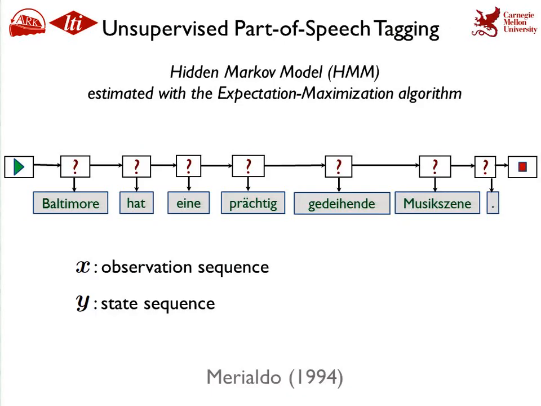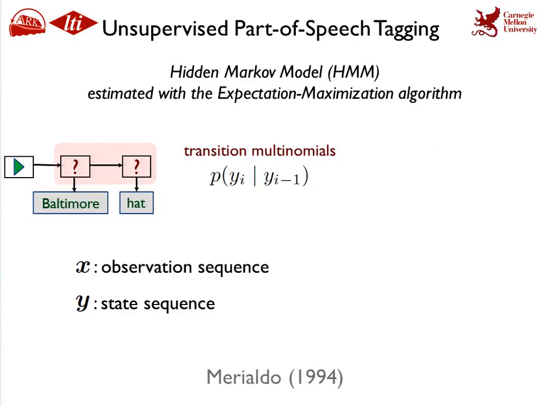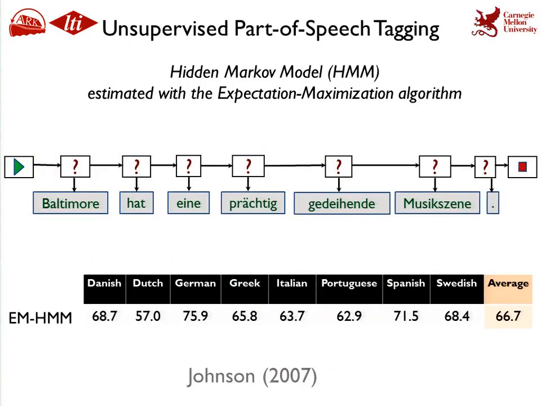And each of the question marks refers to one of the coarse part-of-speech tags. Okay? So an HMM is composed of transition multinomials and emission multinomials. Okay? So when we train an HMM with the EM algorithm, which is one of the basic training procedures, the average accuracy across these 8 languages is not very good.